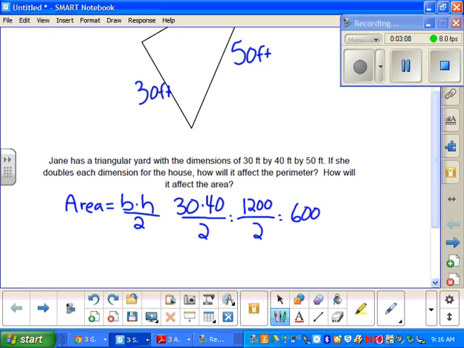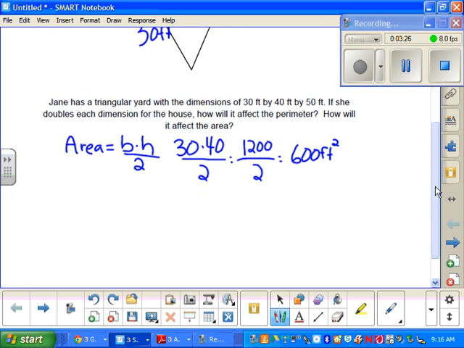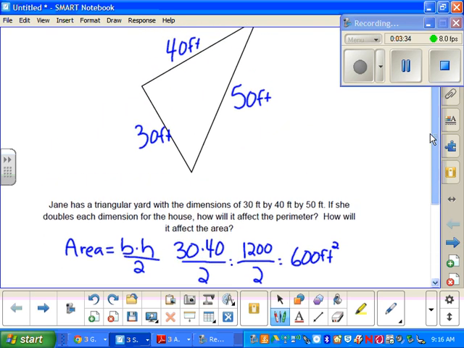Oh, sorry. Sorry guys, that's 1200 divided by 2. My bad. Which gives me 600 feet squared. So now that we have the original, let's go back and find the new dimensions of the yard, of the triangular yard. Let's go back and rewrite what the new dimensions are.